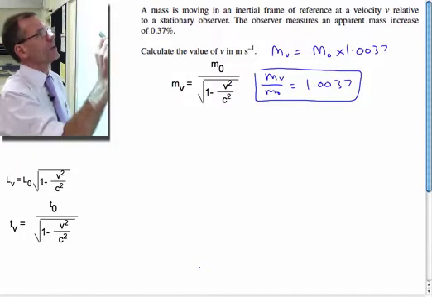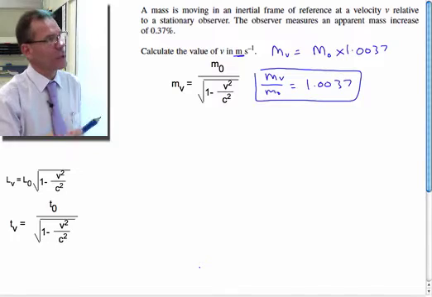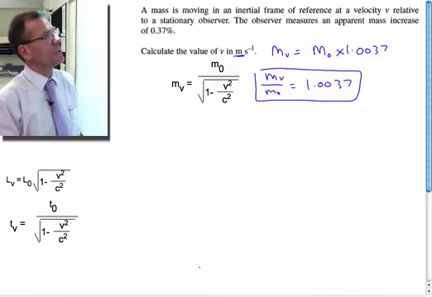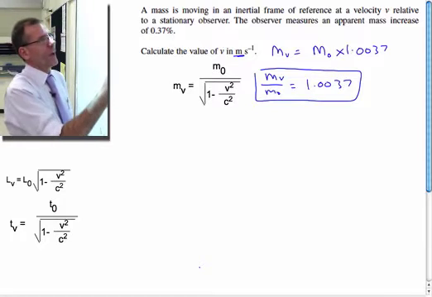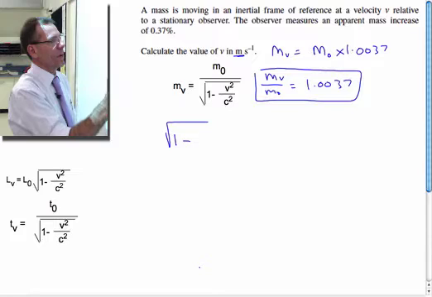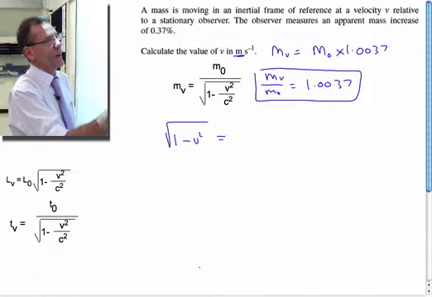Now to start with, even though it's asking for the velocity in meters per second, I'm actually going to work in units of the speed of light, so units of c, because it just makes the algebra a little bit easier. Okay, so let's rearrange this to get the velocities on the other side. So that gives us 1 minus v squared divided by c squared, which is 1, so that's 1 minus v squared. That makes it pretty easy.